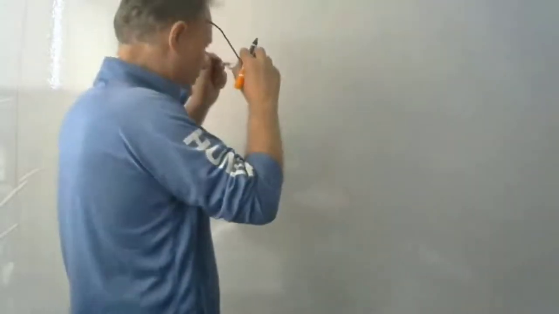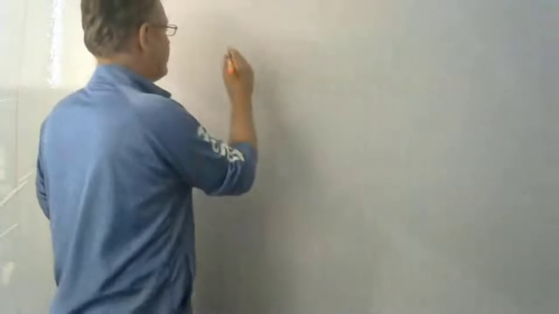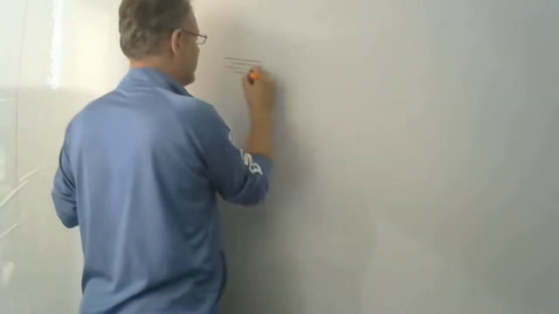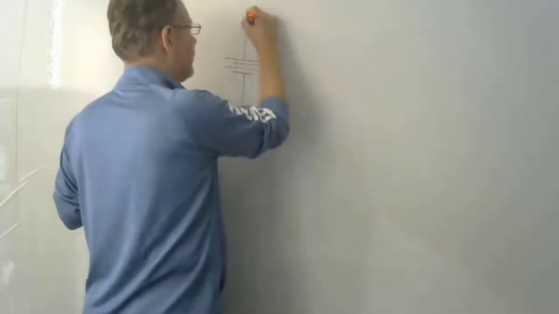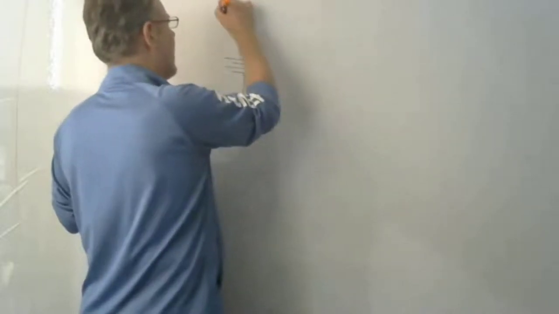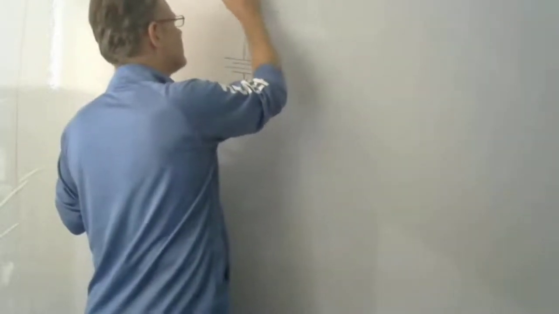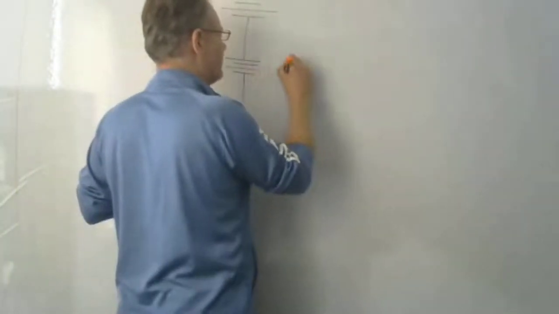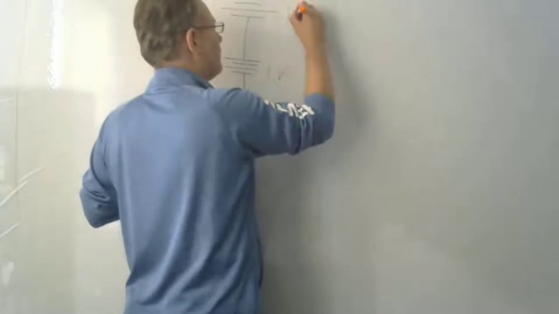All right, so let's take a look at this. I am going to do this really cool concept where I'm taking a voltage source, and I'm actually going to add another voltage source to it. Let's say this is 1 volt. This is also 1 volt.